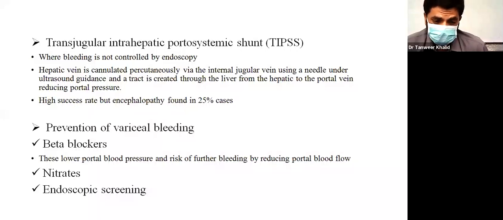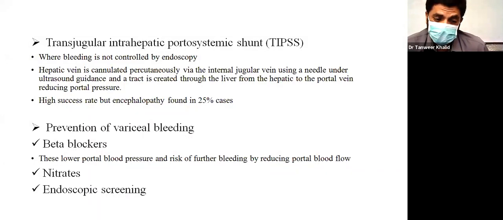Now, what is endoscopic screening? When we do the endoscopy, we find the varices and band them, but it doesn't mean that varices cannot develop in the future, because banding is a symptomatic treatment. The problem persists with the cirrhosis, so again the varices develop, and when they develop, they again increase the risk of bleeding.